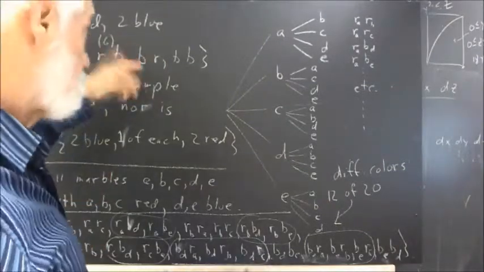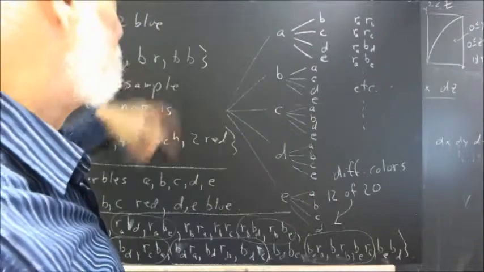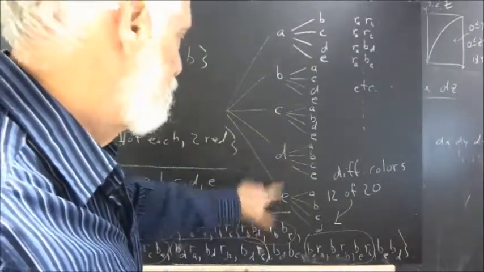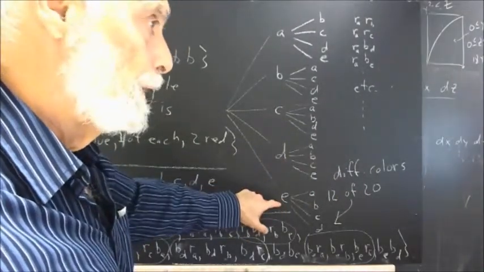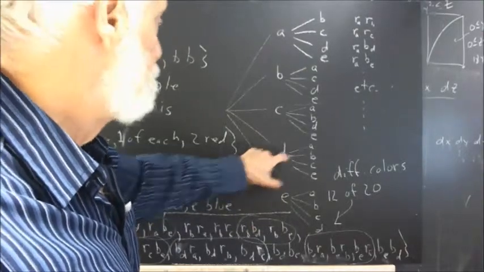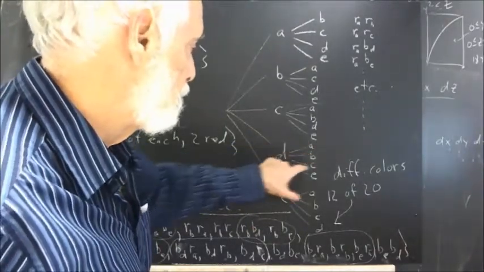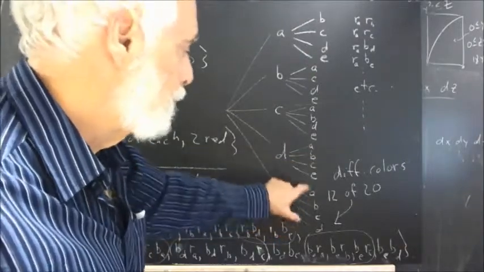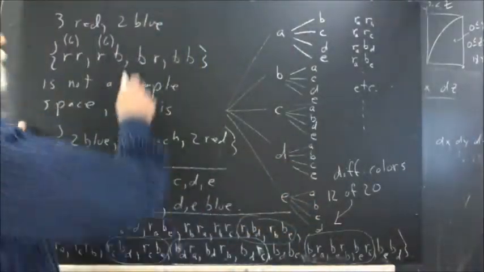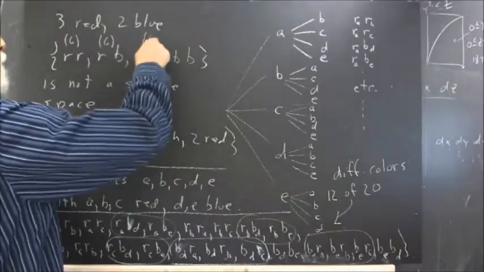Okay, so you should have done that. Blue, red, well, the first one, blue, it would have to be either here or here. D with an A, B, or C is a blue, then a red. And E with an A, B, or C is a blue, then a red. So there's 6 ways to get blue, red.